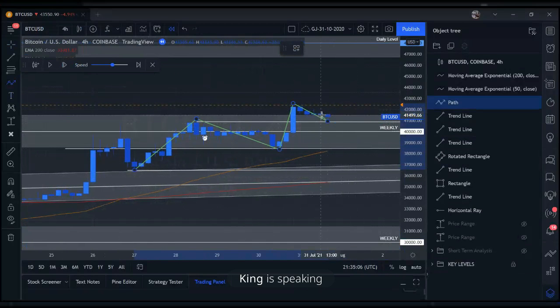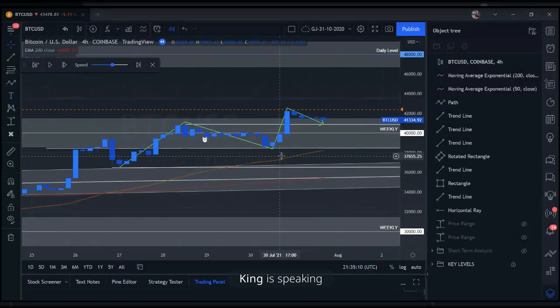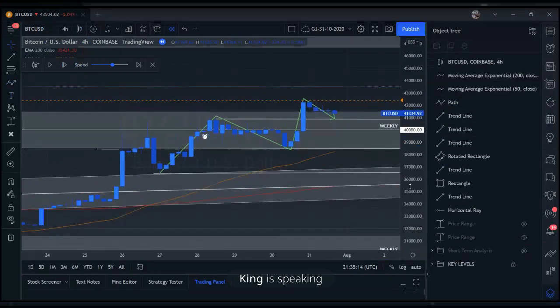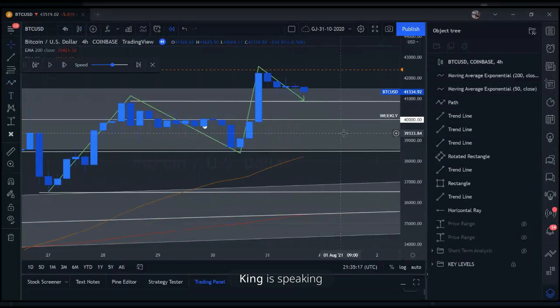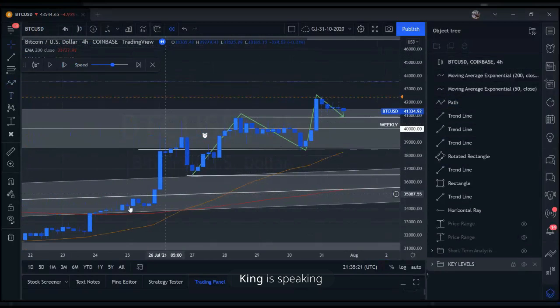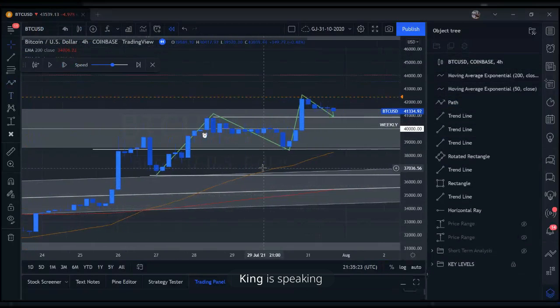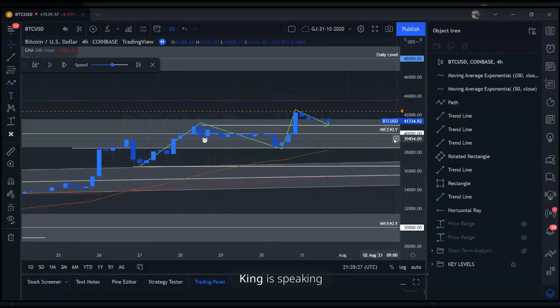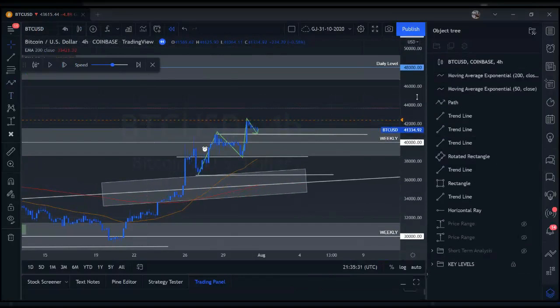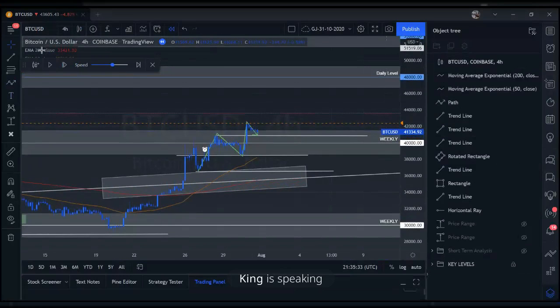I'm not looking at percentages at this point. I'm just showing you where you could enter and possibly look for buys once you've placed your initial trade. You're now just riding the trend. So yeah.